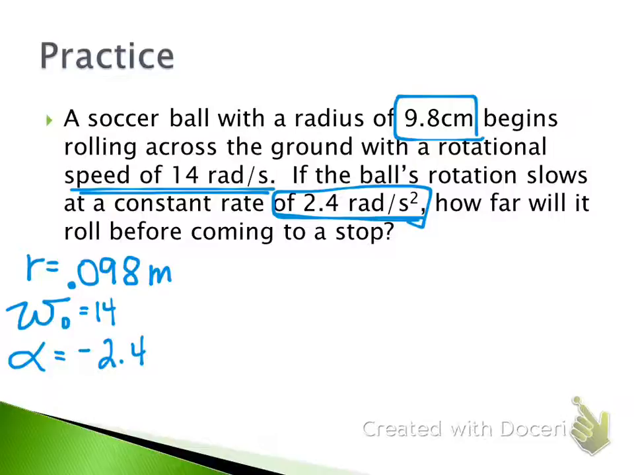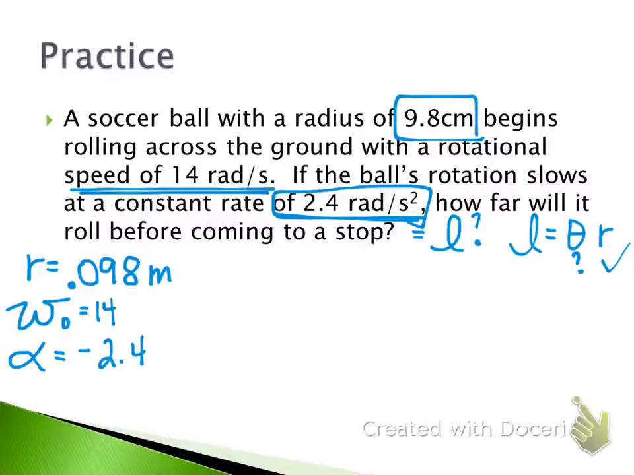So that means overall, what are we solving for here? What angular motion variable are we going to be solving for? We're going to solve for distance, which is really L. So we have a couple different variables here that we need to pay attention to. Our equation for L is theta times r. Do we have either of those variables? We have r, but we don't have theta.